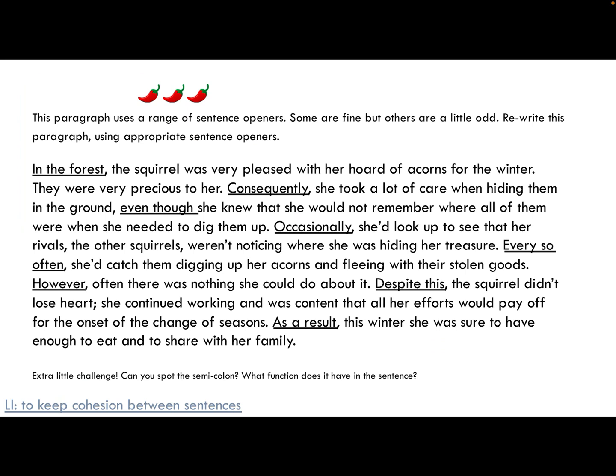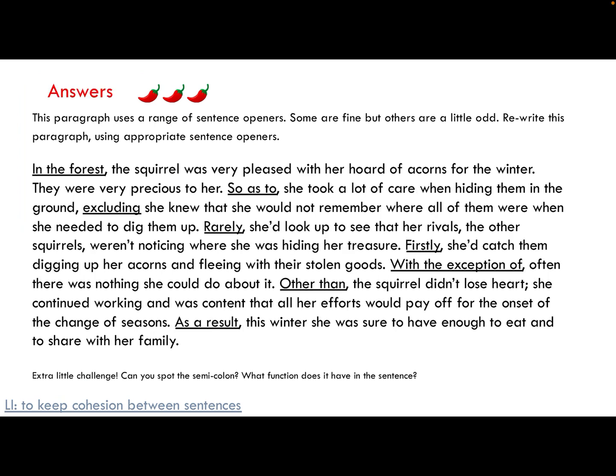And there's a little extra challenge in there. Can you spot where a semicolon might go? And what function? So there's a semicolon in there. Spot it and then explain what its job is. Why is it in there? Here are the answers. Well done if you got those.